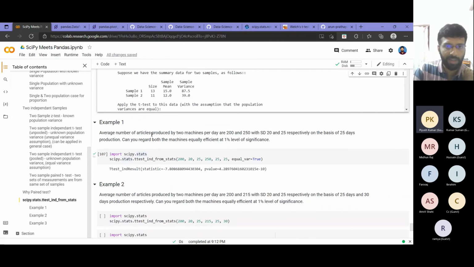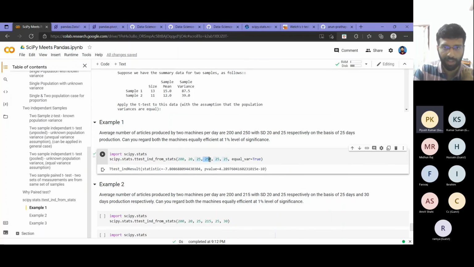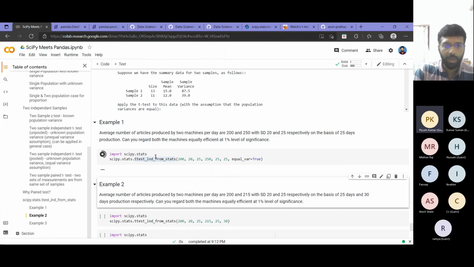So I am given a question, average number of articles produced by two machines, 200, 250. As you can see here, I have passed 200, 250 as mean values. Standard deviation 20 and 25, I have passed here 20 and 25 on the basis of 25-day production. So that is my third value, 25 here and here. That is how I can pass the values. I can use the t-test independent from stats function to compute my pooled case p-value. This is 4.2 into 10 raised to minus 10. That is very much less than 0.05, right? So I can reject the null hypothesis, and I can tell that both these are not equally efficient.